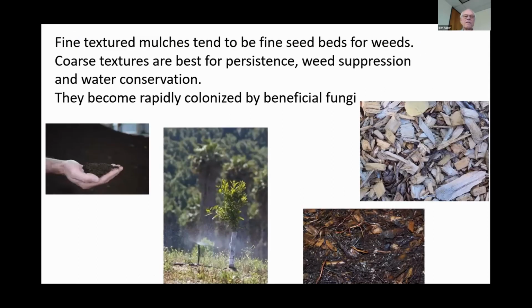Fine textured mulches tend to be great seed beds for weeds. You can see right here, this is a trial that we did with citrus, where we were using a compost as a surface applied material, and pretty rapidly it gets invaded by weeds. And weeds are, as they say, a plant out of place, and if you manage those weeds, it can be a great source of organic matter.